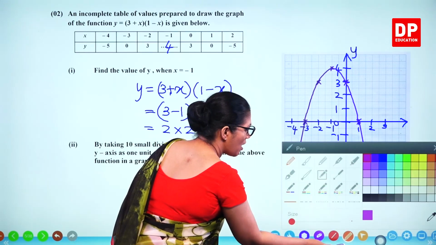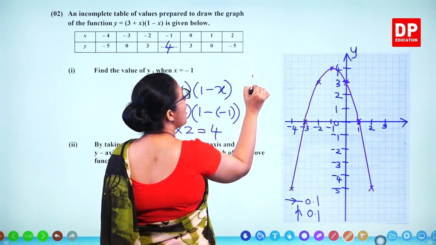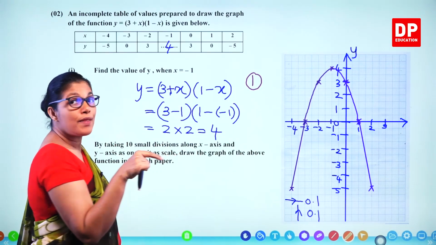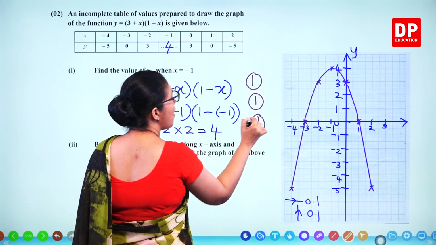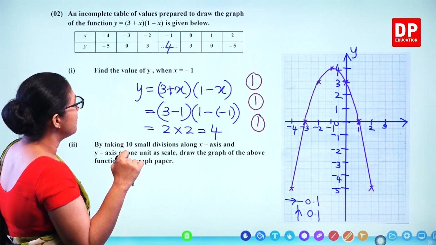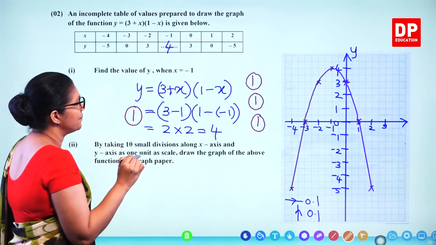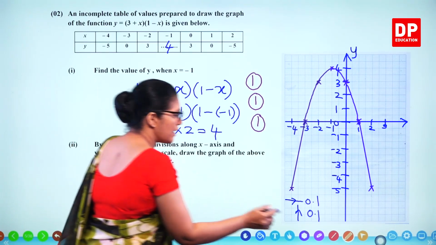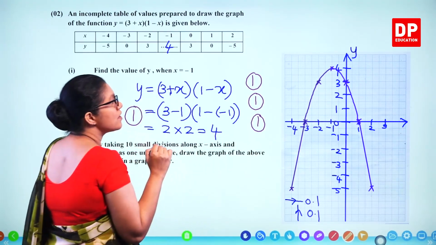So how many marks for this graph? You get 3 marks. 1 mark for the scale, 1 mark for marking the points and 1 mark for connecting all the points smoothly. And you get 1 mark for finding this value. So 4 marks altogether. So let's answer the following questions using the graph.